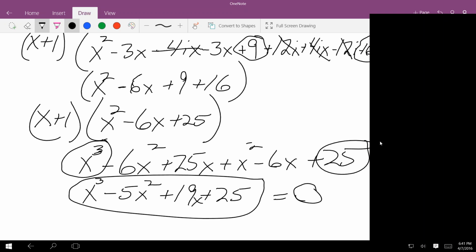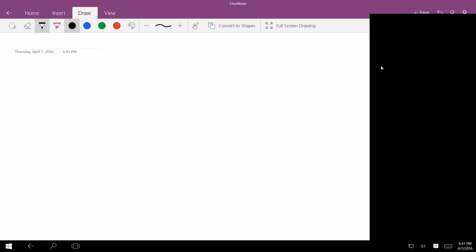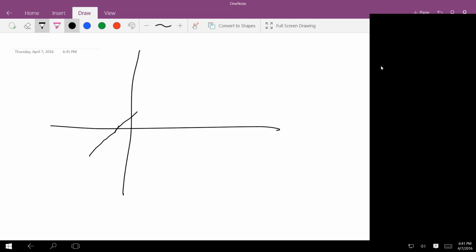Now, one thing that's worth knowing that you might not be aware of is that when you have imaginary zeros, they do not cross the x-axis. In other words, even though we had 3 zeros, it only crosses the x-axis once, because the 2 imaginary zeros are not x-intercepts.